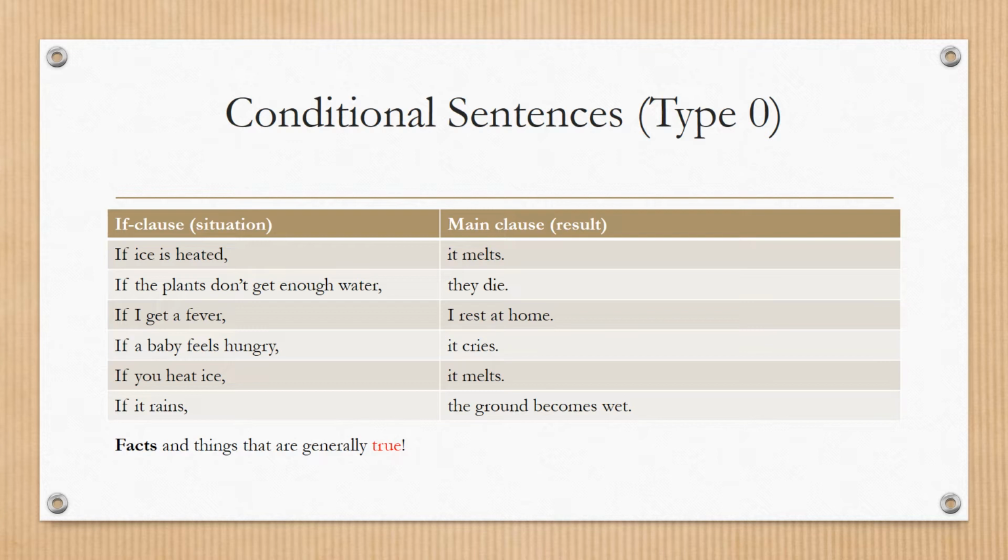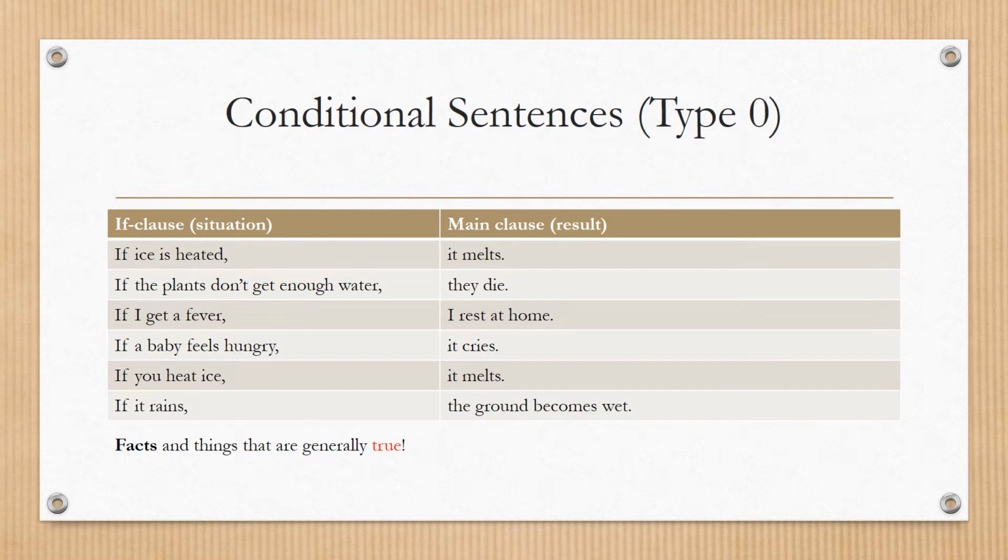Let's look at example 1. If ice is heated, it melts. In this example, the if clause is the situation, if ice is heated. The main clause is the result, it melts. Let's look at example 2. If the plants don't get enough water, they die. The if clause is the situation, if plants don't get enough water. The main clause is the result, they die.